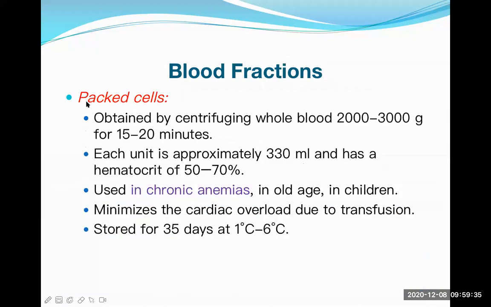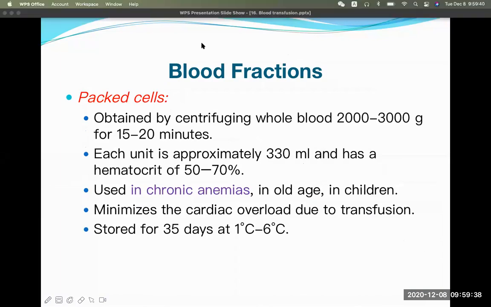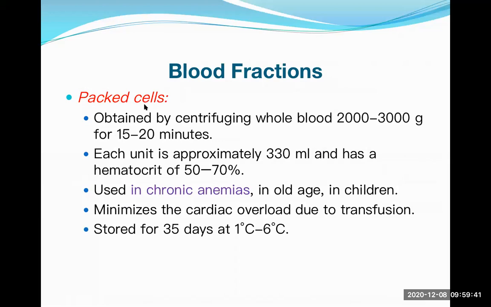Now, regarding the blood fractions, let's talk about packed cells. Packed cells are also known as hematocrit. Hematocrit is a very common term when you order a CBC, that is called packed cell. It is obtained by centrifuging the whole blood at 2000 to 3000 g for 15 to 20 minutes. This g means gravity, the unit by which we measure centrifugation. So we centrifuge the whole blood for around 15 to 20 minutes, and then we separate the packed cells.